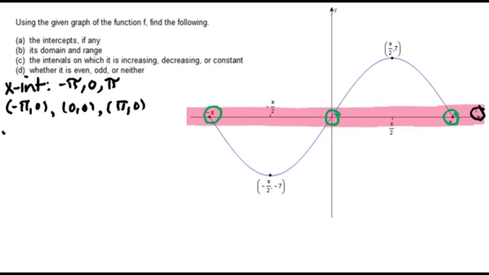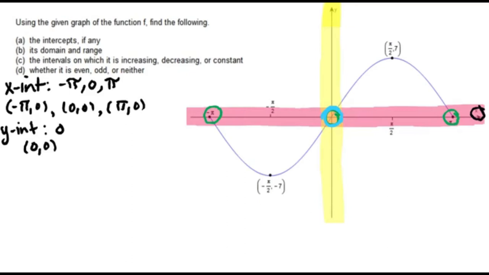And then the second type of intercept is a y-intercept. A y-intercept is where the graph crosses or touches the y-axis. The y-axis is this vertical axis, which I'm highlighting. You can see that the graph crosses the y-axis at this location, and that is at 0. So 0 in this example is both an x-intercept and a y-intercept. In ordered pair form, that would be (0, 0). So those are the intercepts of this graph.